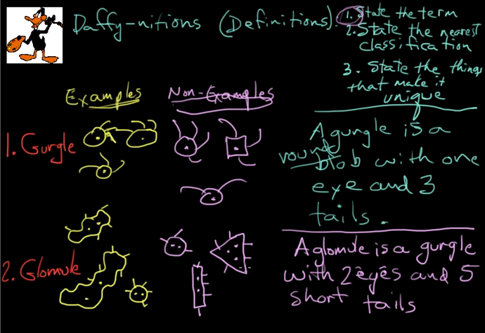This, and plus it's a triangle. It's not a round blob, it's a triangle. This is a rectangle, it's not a round blob, just like this is a square, it's not a round blob. So a gurgle is a round blob. A glomule is a gurgle with 2 eyes and 5 short tails. And so this is how you write a definition.